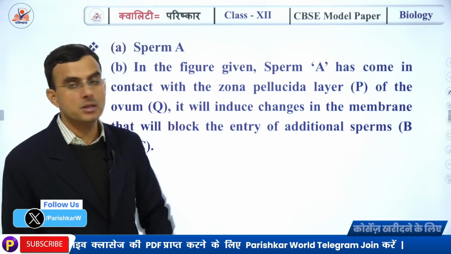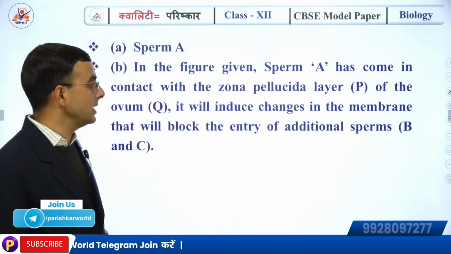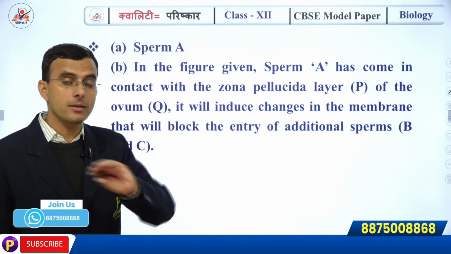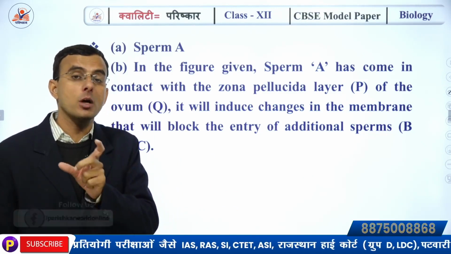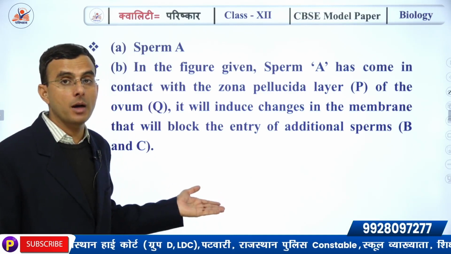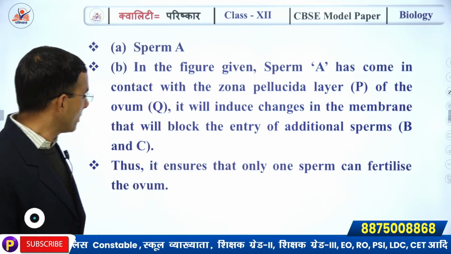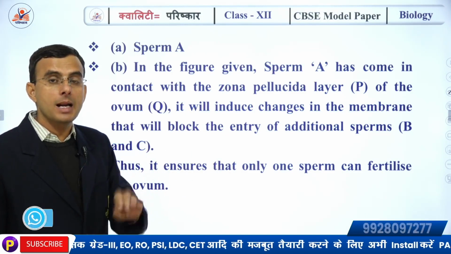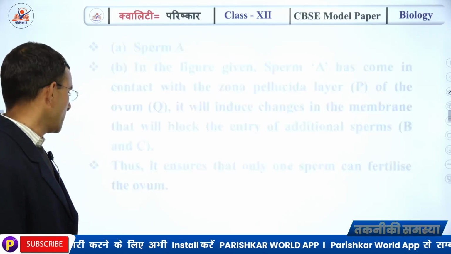So the outermost structure is the zona pellucida, and after that outermost layer there are additional layers. The change takes place in these additional layers, and they are able to stop further sperm from coming into contact with the ovum. The ovum is a secondary oocyte and has to develop through the second meiosis also. So for that reason, they stop the entry of another sperm into the ovum. That ensures only one sperm can fertilize the ovum.